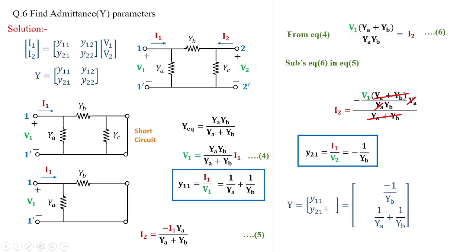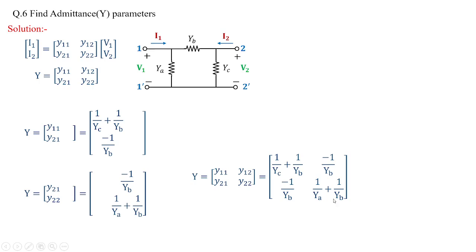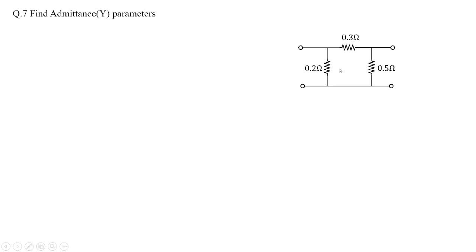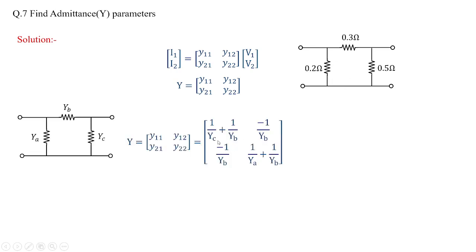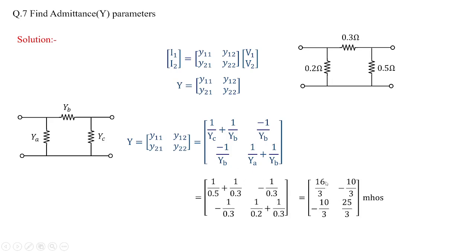Now we have Y11 and Y21, and Y12 and Y22. With this, we get the Y parameters, which are obtained to be 1 by YC plus 1 by YB, minus 1 by YB, minus 1 by YB, 1 by YA plus 1 by YB. Now let us use this formula to get the solution for this particular pi network. This pi network you can easily solve with this standard formula. Wherever you have YA, YB, YC, just replace them with the values of the resistors given in ohms. So the value will be 16 by 3, minus 10 by 3, minus 10 by 3, 25 by 3. So this is how you can have a shortcut for network parameters.